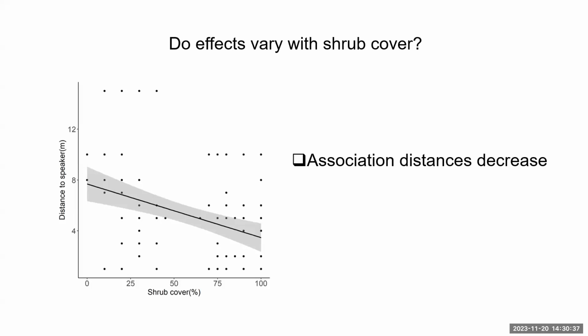However, there was some variation in the way species were interacting with the drongo. It turns out when shrub cover increases, birds really wanted to associate closely with the drongo. So they were coming closer to the speaker as shrub cover increased.